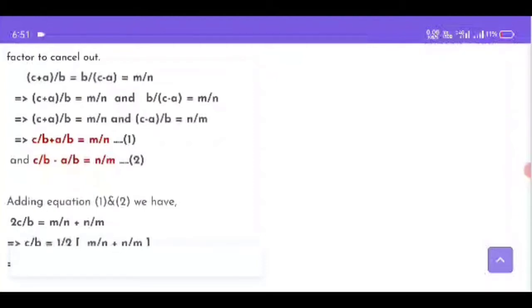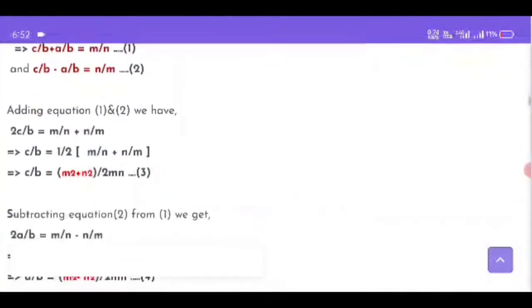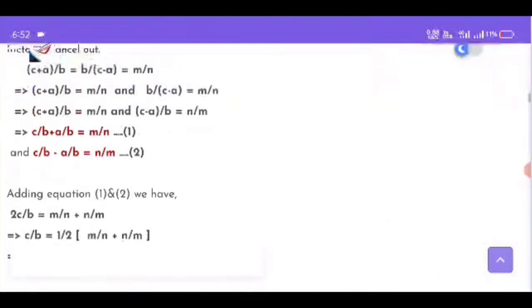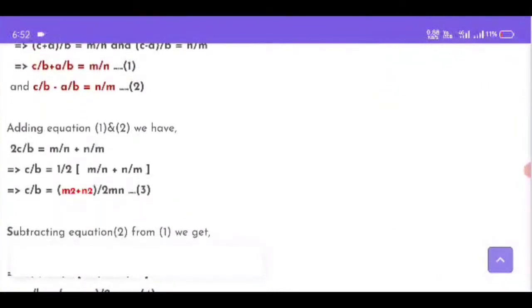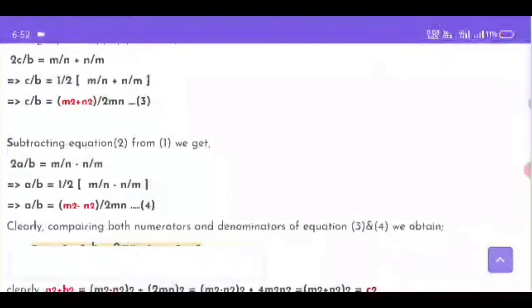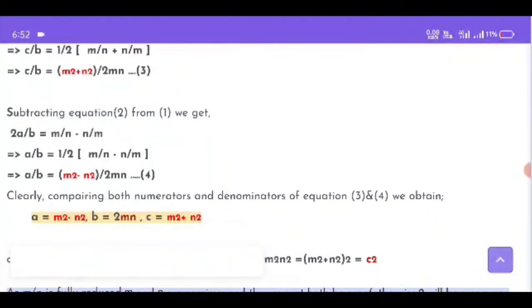On adding equations 1 and 2 we have 2c by b equal to m by n plus n by m, then c by b equal to half into (m by n plus n by m). So c by b equal to (m square plus n square) by 2mn. I have just highlighted that. Now subtracting, 2a by b equal to m by n minus n by m, a by b equal to half into (m by n minus n by m), a by b equal to (m square minus n square) by 2mn.